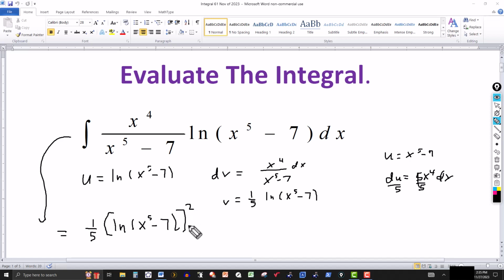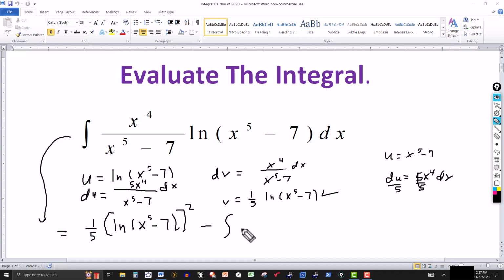And that'll be squared. And then the second part of the formula is a minus, and then it's the integral of v. And then over here, I need to find my du. So du is equal to, the derivative of this will be x to the fifth in the denominator, so it'll be x to the fifth minus 7. And in the numerator, it's the derivative of x to the fifth minus 7, which is 5x to the fourth dx.